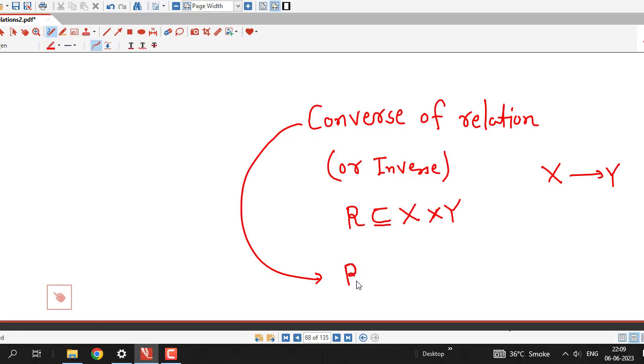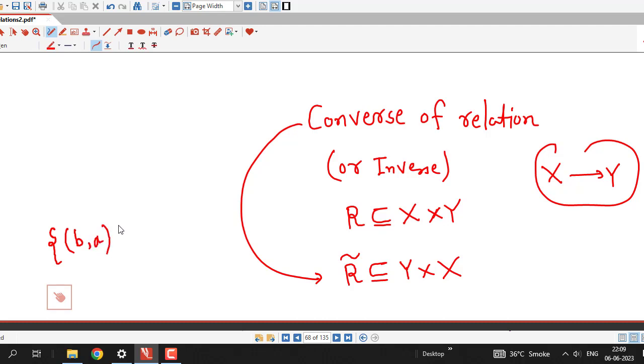The converse of a relation is denoted by R tilde, and it is a relation from Y to X. If R is a relation from X to Y, then the converse of R is a relation from Y to X. That means it is a subset of the Cartesian product Y cross X. If R is a subset of X cross Y, then the converse of R is a subset of Y cross X, and it is defined by ordered pairs (B, A) such that ordered pair (A, B) is in the relation R. This is nothing but the converse of the relation R.